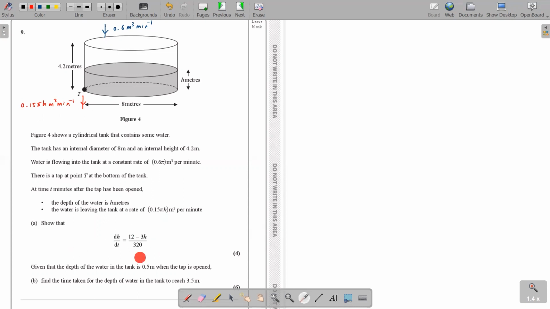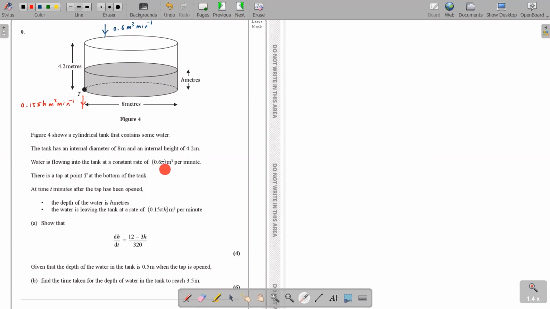How do we show that? Now the thing to show is dh by dt. dh by dt means the rate of change of height with respect to time, right? So we have dh by dt is (12 minus 3h) over 320. Now dh by dt means the rate of change of height with respect to time. Now they have given you the two rates here.